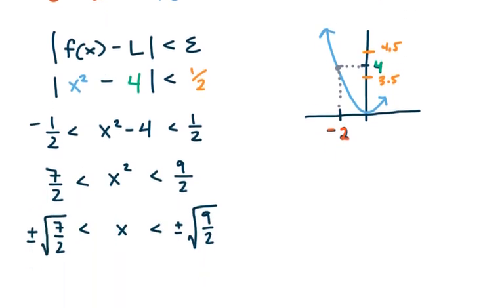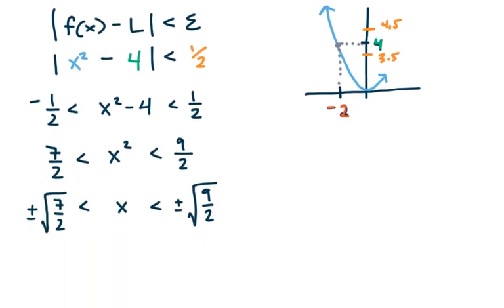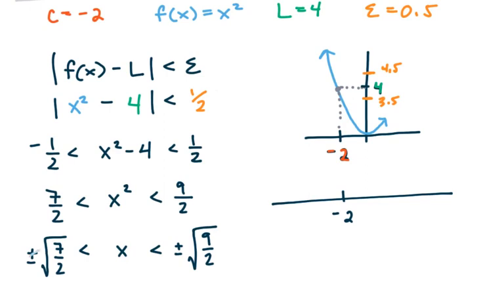So let's think about this on the number line. Here's my number line. I've got x equals -2. And I have two values, one to the left and one to the right. I've got -√(9/2) and -√(7/2). And we disregard the positive because we are not dealing with the right half of this parabola. We're over on the left side of the x-axis.